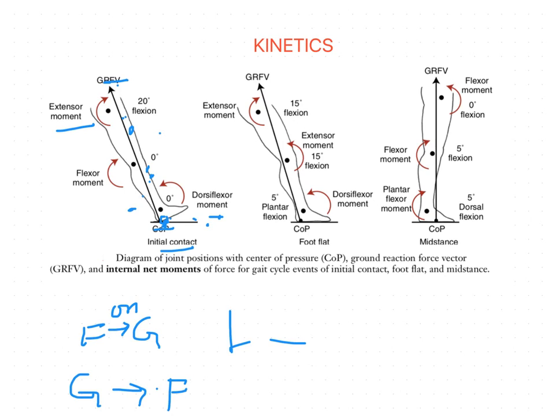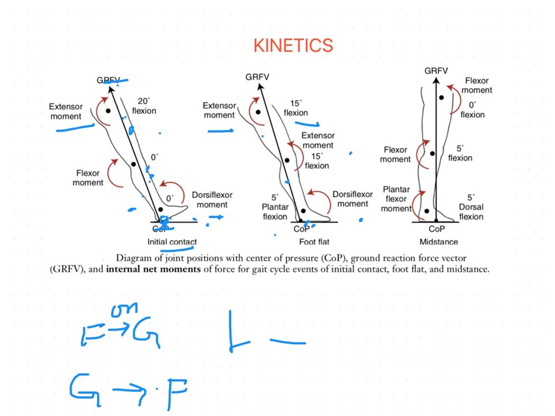Okay, now in the foot flat, still this ground reaction force is present behind the ankle joint, which causes plantar flexion, and the internal moment is the dorsiflexor moment. At the knee joint, it is falling behind the knee joint axis, causes flexion, and it causes extensor moment. And at the hip it is causing flexion, and the internal moment is the extensor moment at the hip joint.